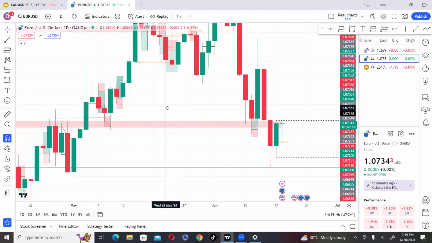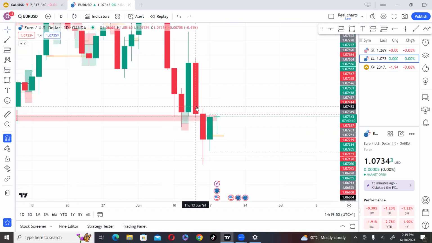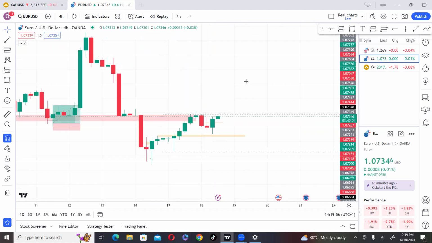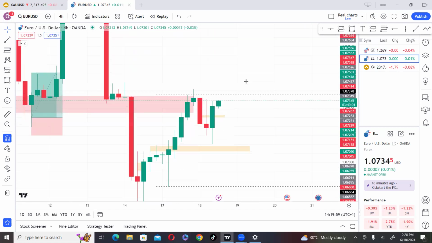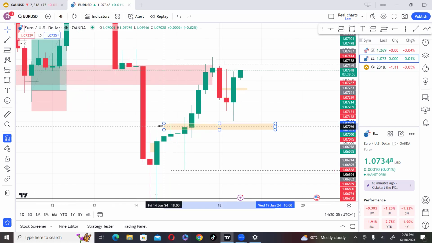Now that's what I can get from the 4 hours. From the daily, it can be a break. It might just be that price is trying to fake out some traders, right? So now let's switch to the 4 hours. Very soon I'll tell you why this right here is marked, right? But before then, let's switch to the 1 hour first. We'll come back to the 4 hours again.